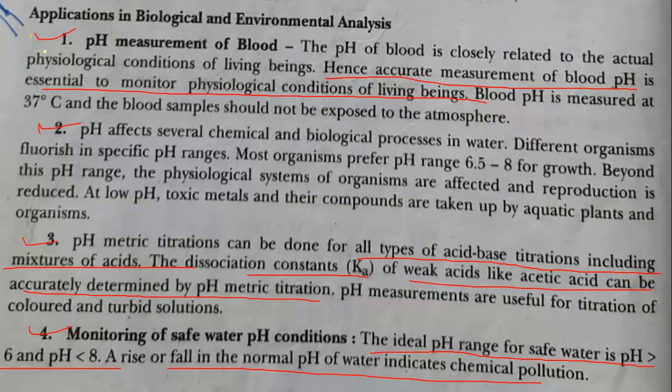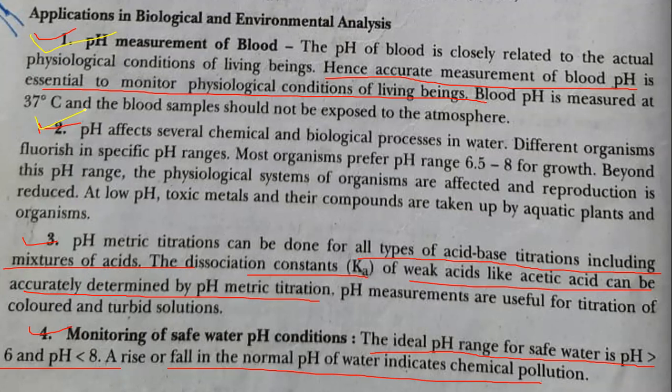Now, what are the applications? It is used to determine the pH of blood. In nature, most biological processes happen at a particular pH only. So in those biological processes also, we need to monitor or study the pH of the system, and for that we use the pH meter. All types of acid-base titrations we carry out, for that we determine the pH, and hence the pH meter is very important there also.